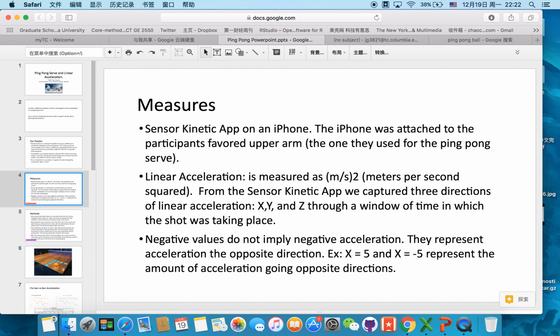Measures: the Sensor Kinetics app on the iPhone. The iPhone was attached to the participant's favorite upper arm. Linear acceleration, and by the way, negative values don't imply negative acceleration. They're just a different direction for X, Y, and Z. So those are our measures.